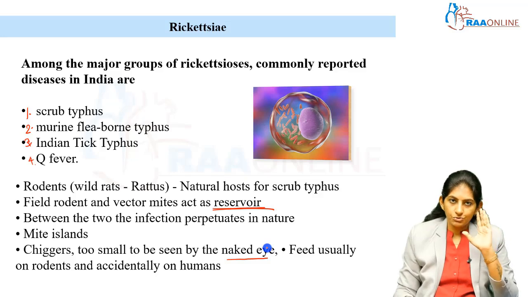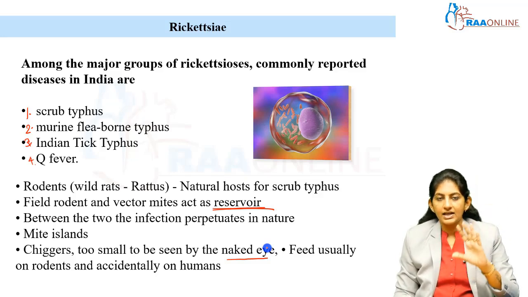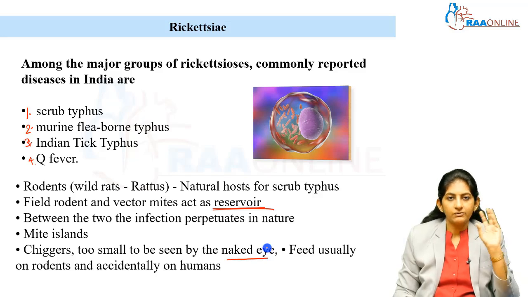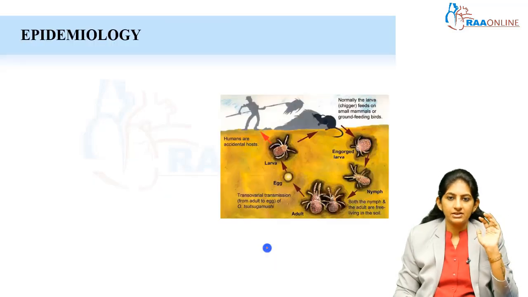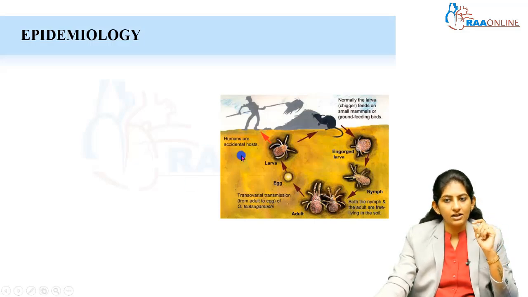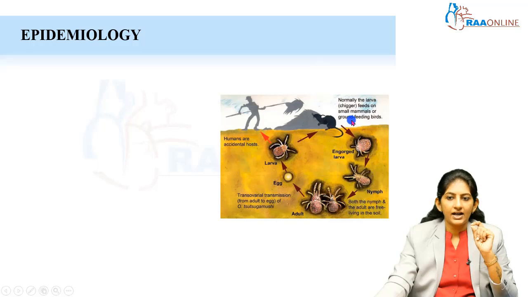So they feed on the rodents. Accidentally, if they bite or feed on humans, scrub typhus results. So humans are going to be the accidental host. Normally, the larvae feed on small mammals like rodents which are seen in the fields. So they feed on the rodents, and they stay under the vegetation or in the fields.